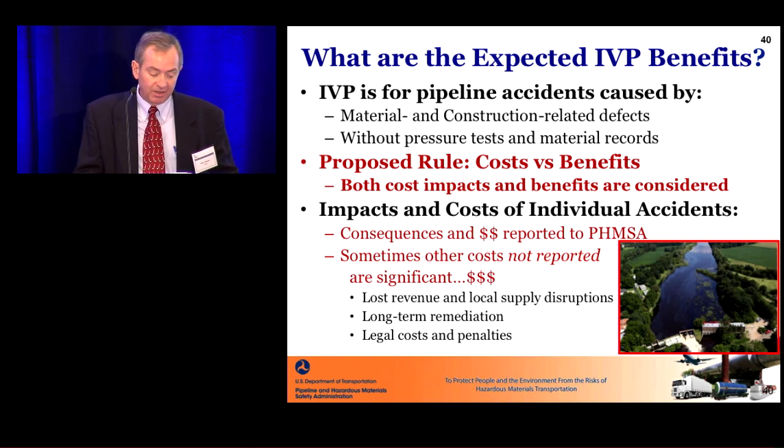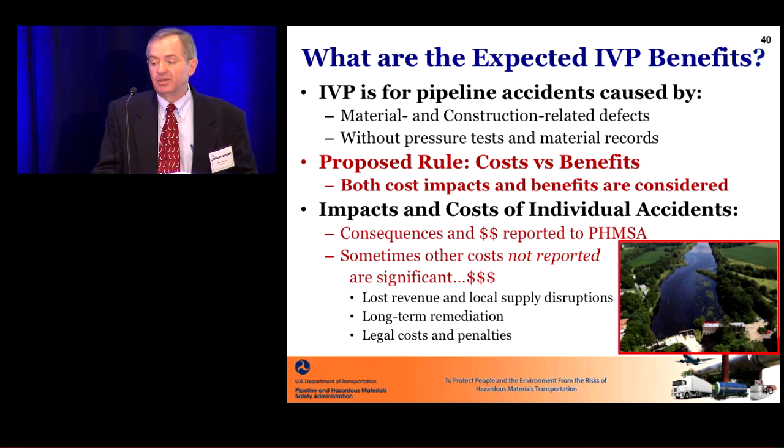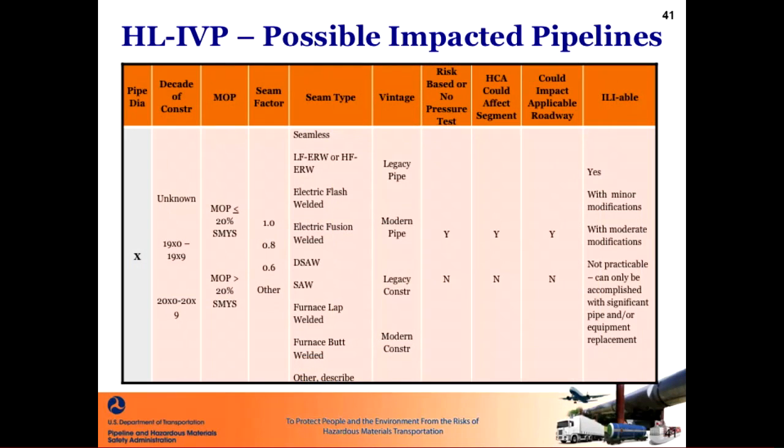Some of the other data, again, this is just a chart. I've got this up more so if you look at the presentation later, if we came out with a data request, some of the information we would need. And it's the same items: MOP, seam type, vintage, if it's risk-based alternative on pressure test or not, is it in an HCA or not? So, some of these type questions that we'd be asking, if you can run an ILI tool through it or not, that we may ask if we do come out for a data request.